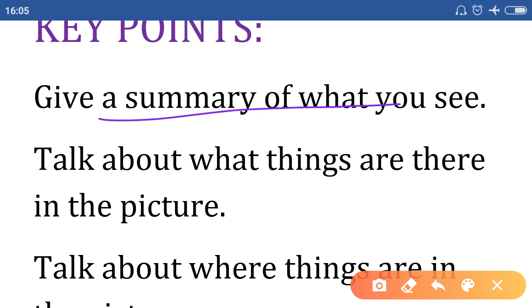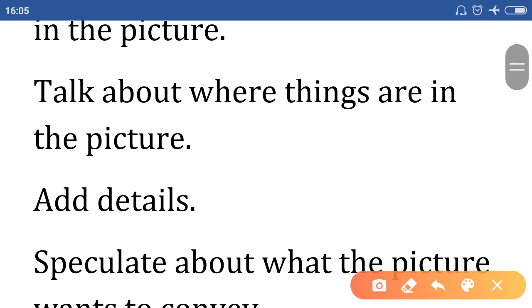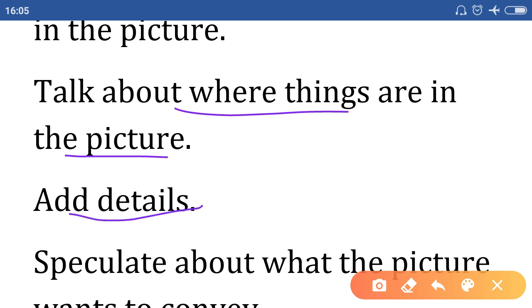After that, talk about what things are there in the pictures. Means, how many objects are there in the picture, right? Just check it out. Then talk about where things are in the picture. Means you need to describe the position where exactly are the objects. Add details. So now you can add more and more details to one particular object. Okay, we will discuss it with details.